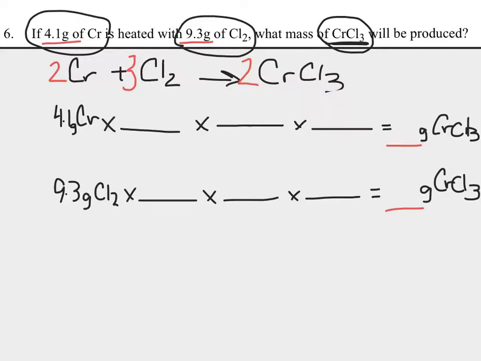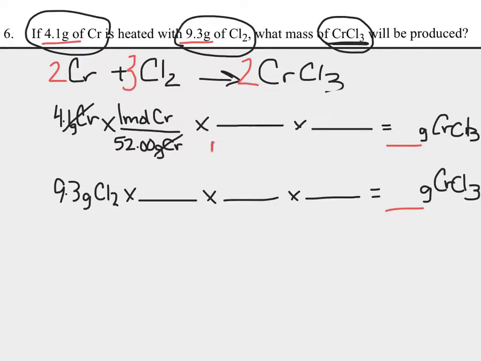I have 4.1 grams of chromium, and I'm going to convert that to moles of chromium. To do that, I'm going to divide by the molar mass. If you look on the periodic table, chromium is 52 grams, and that's going to be under 1 mole of chromium. Now that my grams of chromium have canceled, I'm left with moles of chromium.